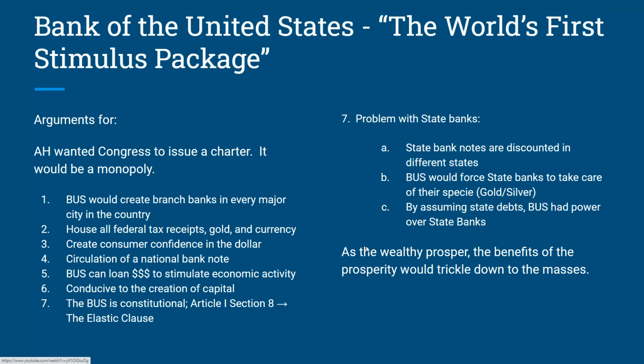It would be a private bank, but it would house all federal tax receipts, gold, and currency. It would create branch banks in every major city in the country. It would print a dollar. It would actually create currency, a unified dollar, and it would help build confidence in that dollar, where people felt like it was actually worth something. After printing banknotes, they would circulate. So we're talking about national banknotes. We're talking about currency. We're talking about money.